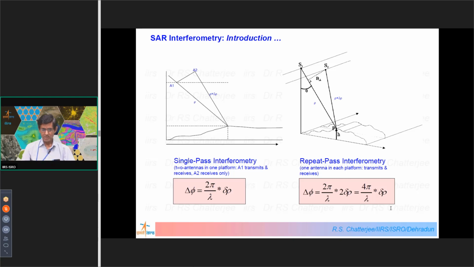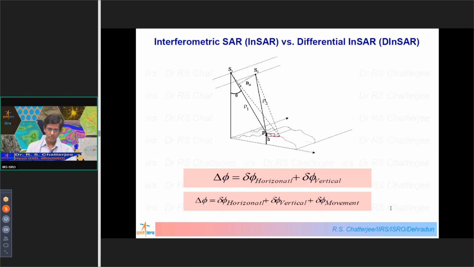Now in the case of repeat pass, the transmitting antennas are not the same for both, because in both cases the radar pulse is transmitted as well as received. So in this case the path difference is doubled, so it is 2 del rho. So we get the phase difference delta phi equal to 4 pi by lambda del rho.